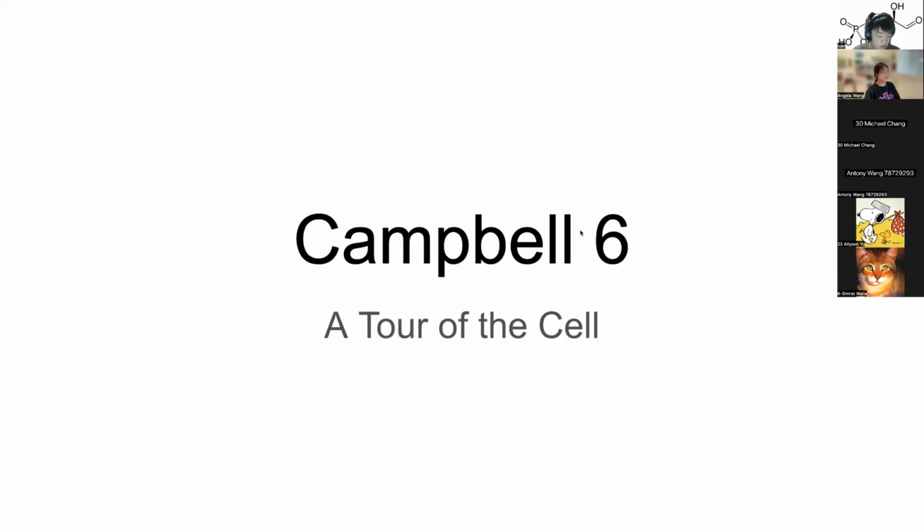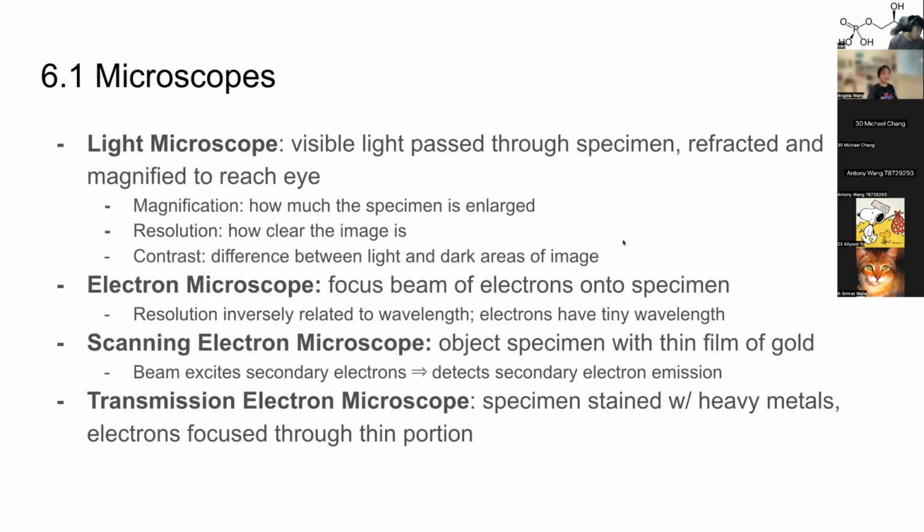Okay, the next chapter is chapter 6, which is a tour of the cell, where I talk about the organelles and we have fun. But first let's talk about microscopes, because I've seen this get tested. So the light microscope is very common. It passes visible light through the specimen, which is refracted and then magnified to reach the eye. Microscopes have a certain magnification, which is how much the specimen is enlarged, the resolution, which is how clear the image is, and also the contrast, which is the difference between light and dark areas of the image.